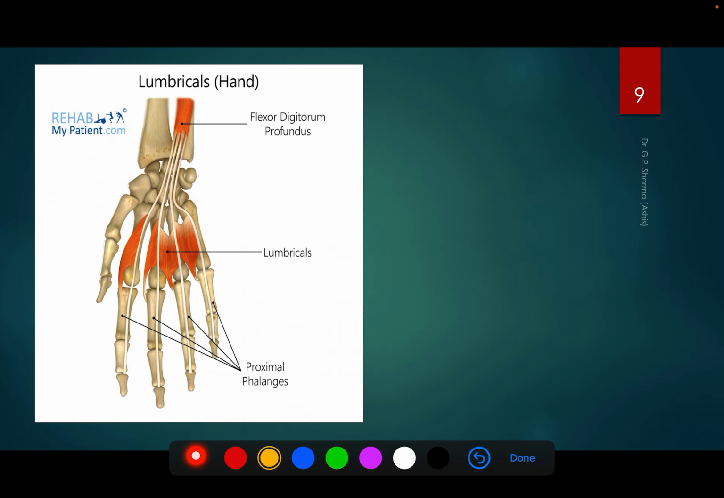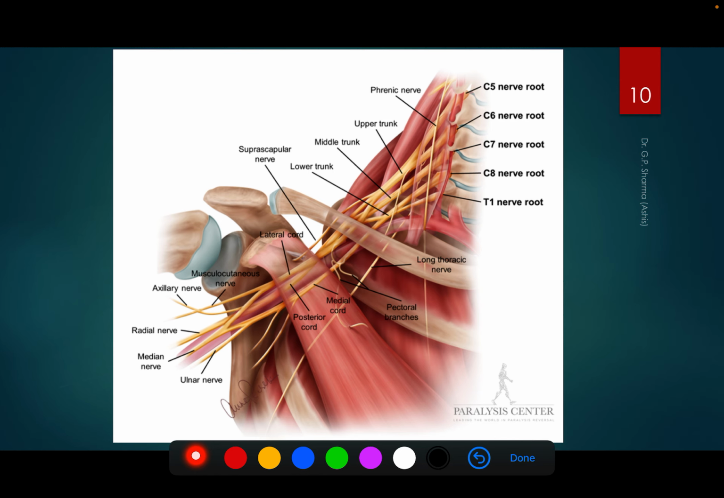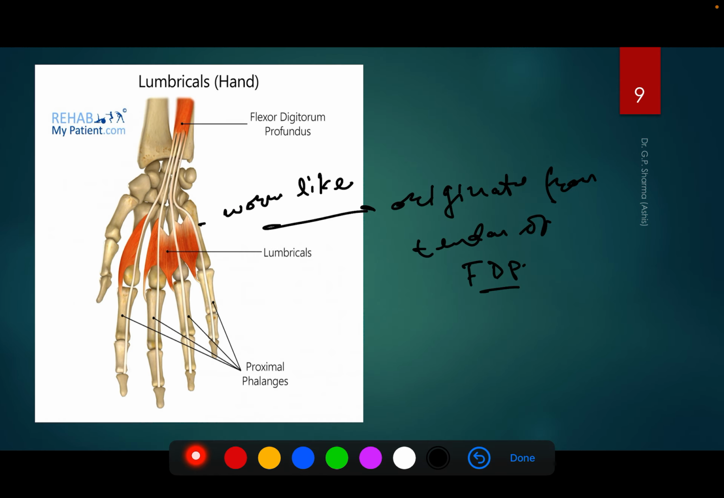And we said the lumbricals, and see here one point, the lumbricals are those muscles which are worm like, and they all originate from the tendon of FDP. Okay, so you can see like this one, this is important, right? So these are the branches, and then the muscles supplied by the branches, which is discussed.